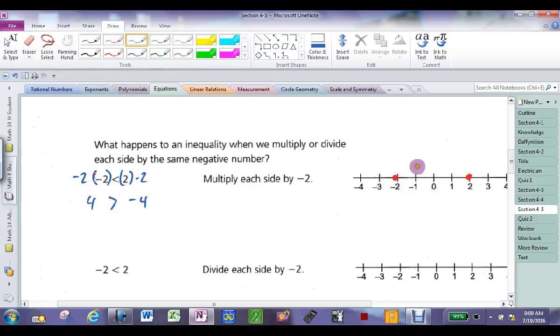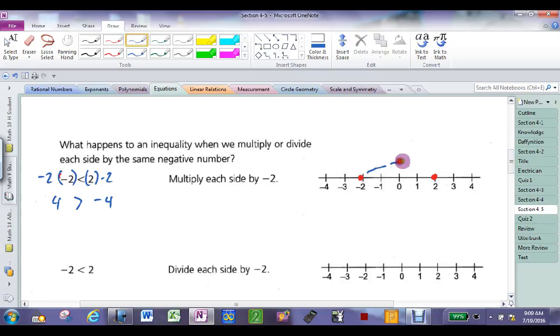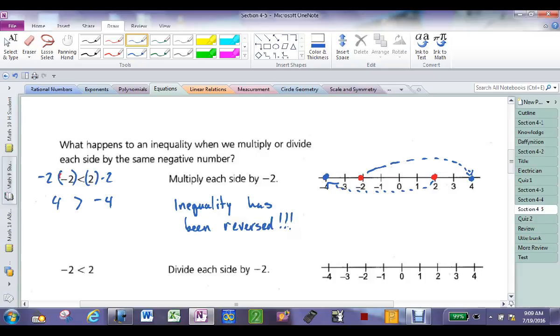So this 2 trucks out to here, and this 2 trucks out to here. And you can see that the inequality has been reversed. When I multiplied by a negative number, it reversed.